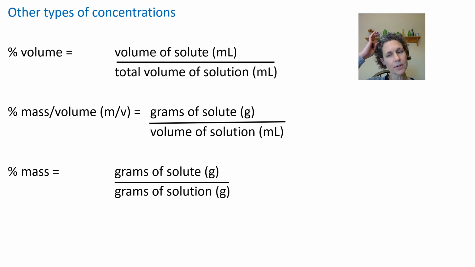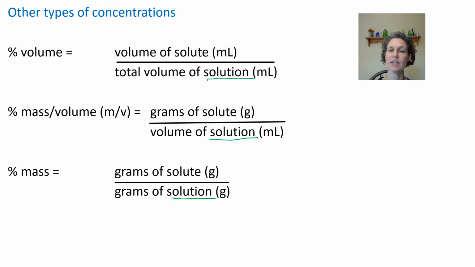Okay, so now some other types of concentration, and I don't have example problems of these, but we will do some in class. Sometimes solutions are measured in percent volume, which is the volume of the solute over the total volume of the solution. Sometimes they're measured in percent mass volume, grams of the solute over milliliters of the solution. And sometimes they're percent mass, grams of the solute over grams of solution. The big thing to be aware of on all of these is that we're talking about solution. Sometimes they'll give you the solute and the solvent, and you have to remember that those two things added together make up the solution.